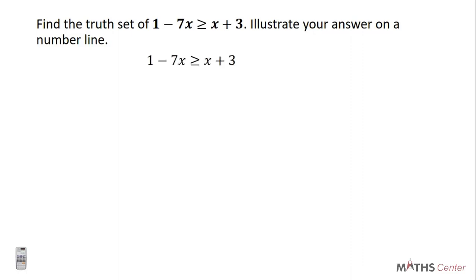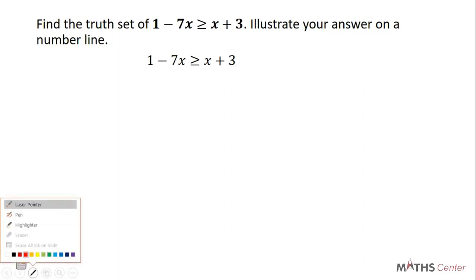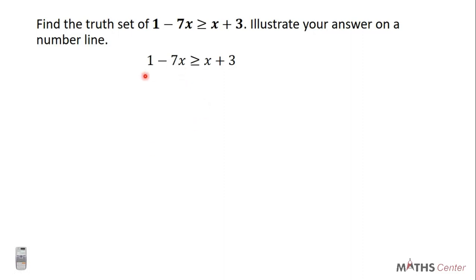So let's take the question. 1 minus 7x greater than or equal to x plus 3. As I always say, I always want to group the terms with the variables on the left hand side, then I group the terms without the variables on the right hand side. So I'm going to group the terms with x on this side, then I group the terms without x on the other side. You can choose to do it the other way around, it will also work, but for simplicity's sake, that's what I want to do. So I'm going to stick to that.